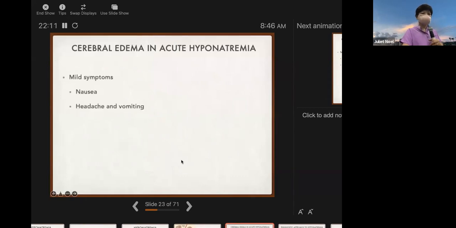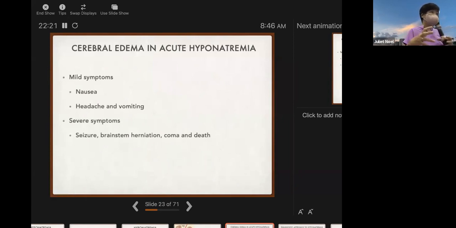So mild symptoms, as I mentioned, are nausea, headache, vomiting. In severe cases, it could have seizure. So if you have a really severe brain swelling, because of the increased volume, it will herniate, no? So it can cause coma and death. If you have an acute symptomatic hyponatremia, this is a medical emergency.